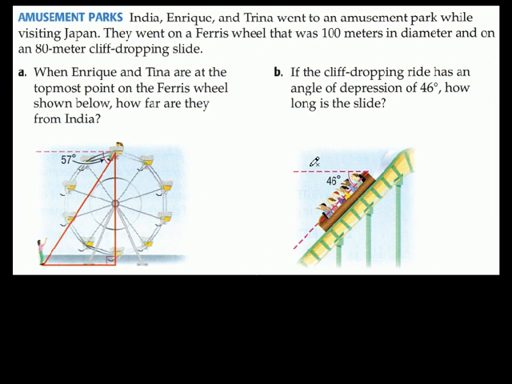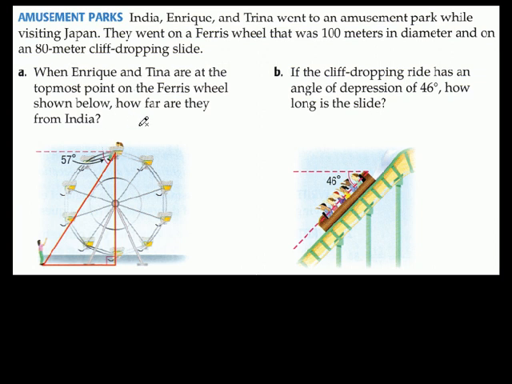Oh, they're two different rides. Okay, and an 80-meter cliff dropping slide. So they want two rides. Here's the Ferris wheel. Here's the cliff dropping slide ride. Is it slide or ride? It looks like a log flume, so it might be a slide. It says ride right there, but then it says how long is the slide? Whatever. Let's look at this one.